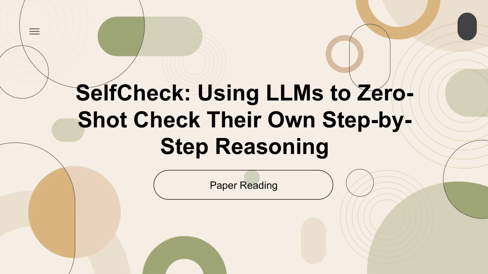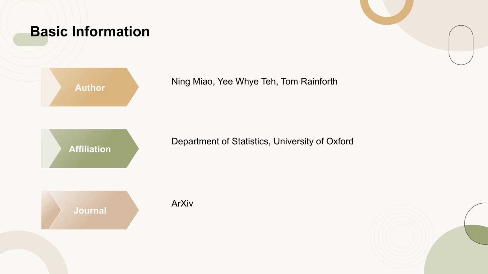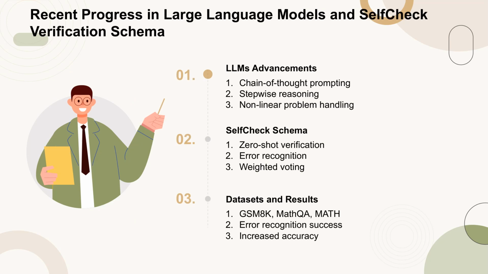Today's paper is titled SelfCheck: Using LLMs to Zero-Shot Check Their Own Step-by-Step Reasoning. This paper was published on arXiv by Ning, Miao, and colleagues from the Department of Statistics at the University of Oxford. Recent advancements in large language models, LLMs, have introduced chain-of-thought prompting, enabling stepwise reasoning to answer questions.